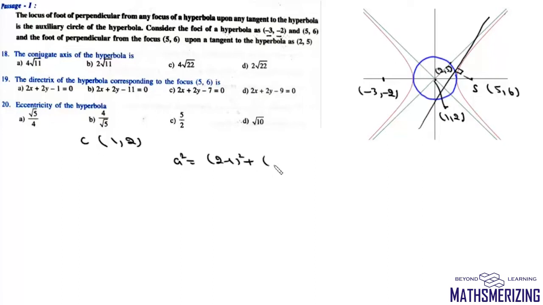So we can write A square as 2 minus 1 square, plus 5 minus 2 square. So it will be 1 plus 9. So value of A square is simply 10. So here the value of A square, it must be 10.